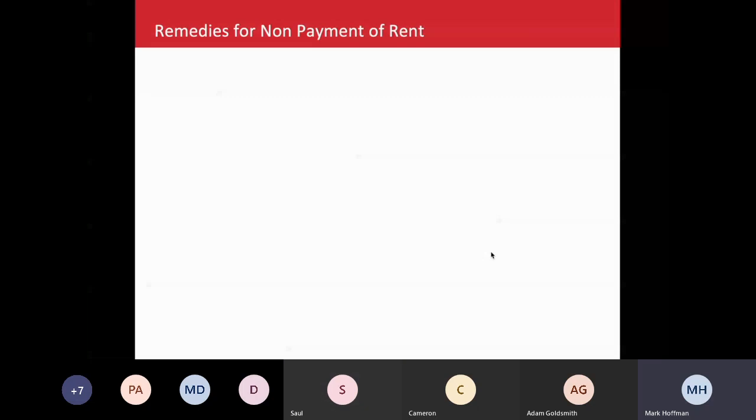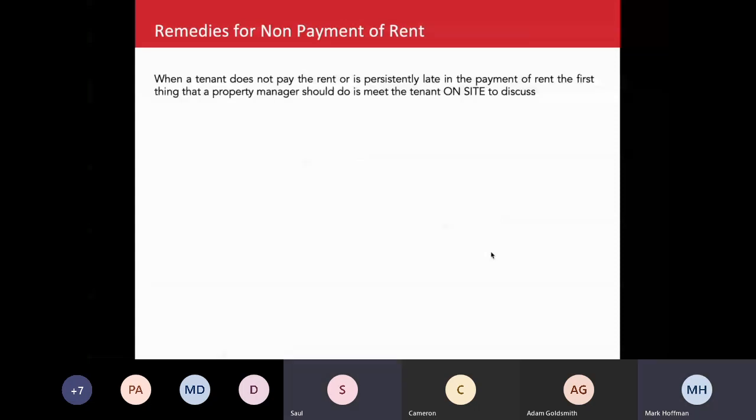Okay, so if there isn't a rent deposit, is there any other way of perhaps having some sort of security? What else might you pursue? Good, a guarantor. Okay, so when a tenant doesn't pay the rent or is persistently late in the payment of rent, the first thing that a property manager should do is to meet the tenant on site to discuss.